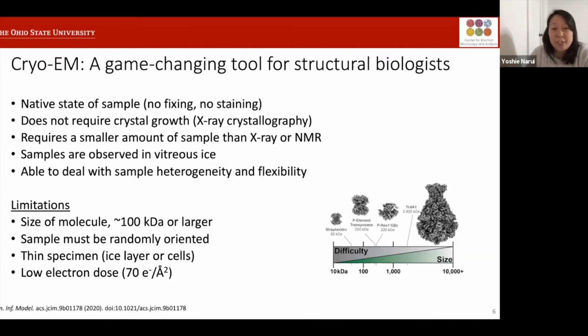There are also other limitations. For example, as I mentioned, all the specimens have to be thin, which means you have to create very thin layers of ice. Also, because it's a biological sample, you have to be very careful about how many electrons you expose your sample to, because you will cause radiation damage at some point. So you have to keep the electron dose very low. There are also different issues I'll talk about related to sample preparation that are critical and can be bottlenecks to solving your structure.